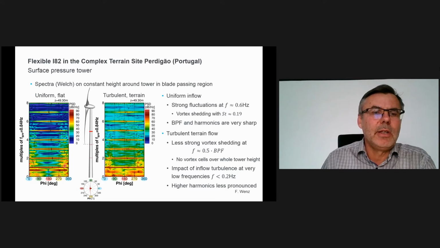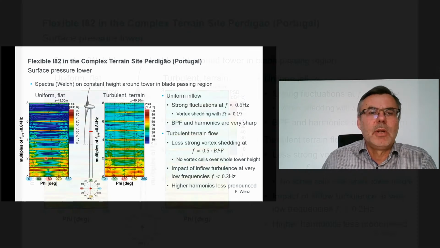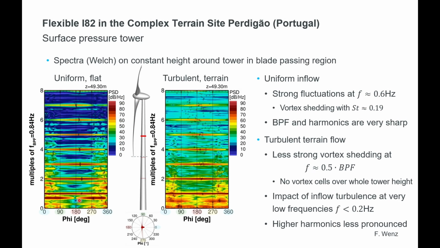Now, what we can see clearly is that we have a very strong signal, a very strong pressure peak at plate passing frequency and the higher harmonics. We see that for the uniform inflow, but we see that also for the turbulent inflow. Yeah, there are slight differences. So turbulence obviously reduces a little bit the amplitude, smears a little bit, but it's not a very significant difference. So the main impact is the tower passage. But we can indeed see some difference.